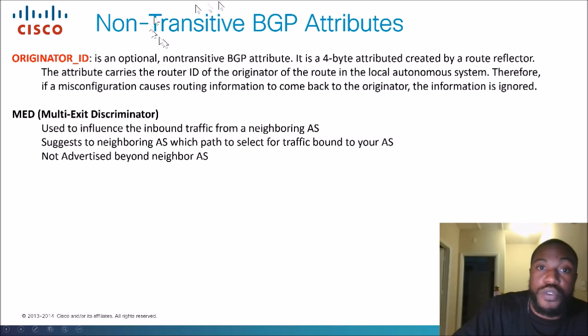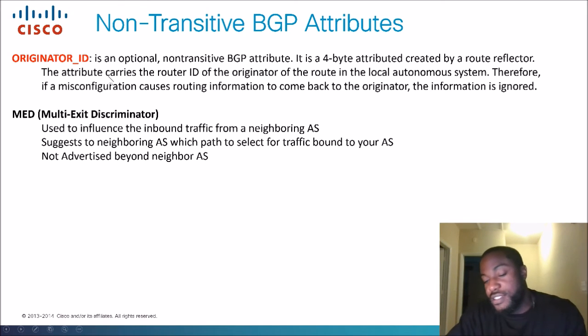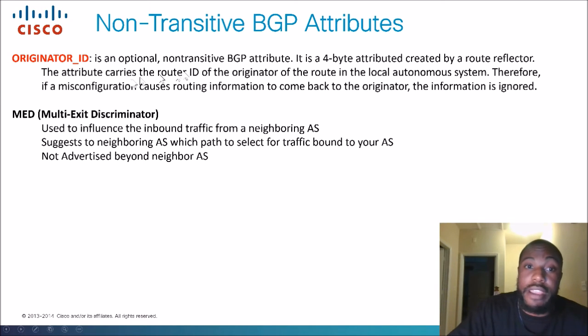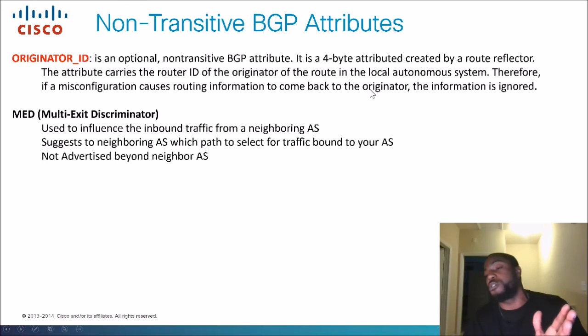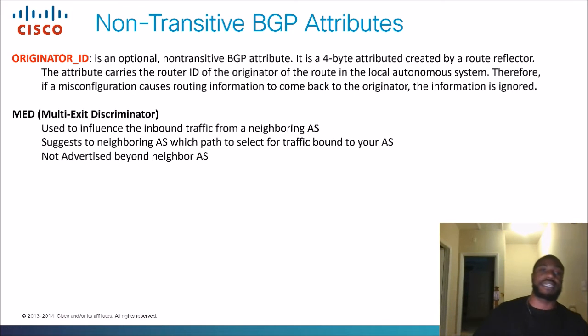These are the non-transitive BGP attributes. Originator ID is optional, non-transitive. It's a 4-byte attribute created by the route reflector. I forgot that, I got this from somebody's stuff. Shout out to Journey to CCIE dot com, or dot blogspot dot com, I think it was. The attribute carries the router ID of the originator of the route in the local autonomous system. Therefore, if a misconfiguration causes routing information to come back to the originator, the information is ignored. So it's almost like finding a routing loop, basically. That's what it sounds like to me.